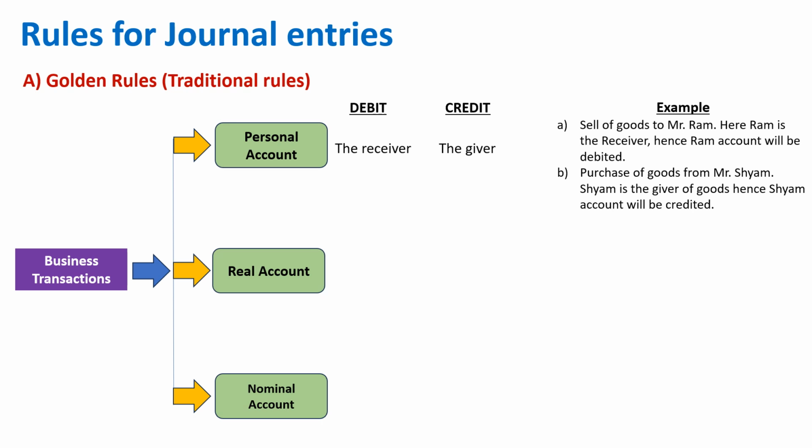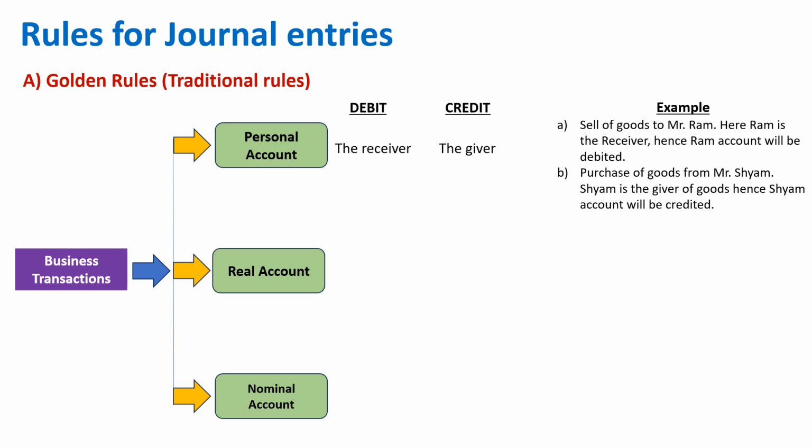Sale of goods to Mr. Ram. Here Ram is the receiver, right? Because Ram is going to receive the goods from the business. Hence Ram account will be debited, correct? The second example, purchase of goods from Mr. Sam. Sam is the giver of goods to the business, right? Hence Sam account will be credited.